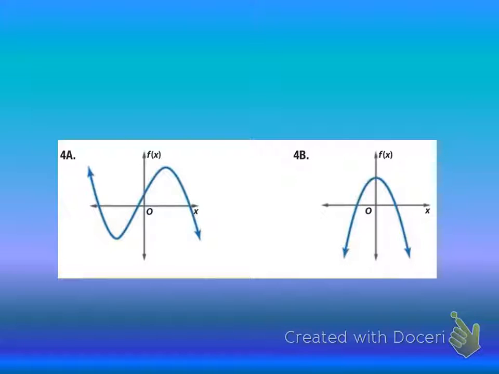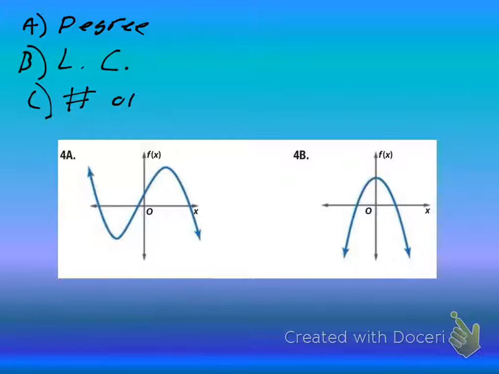You are going to basically be asked 3 different questions: the degree, the leading coefficient, and the number of real zeros.